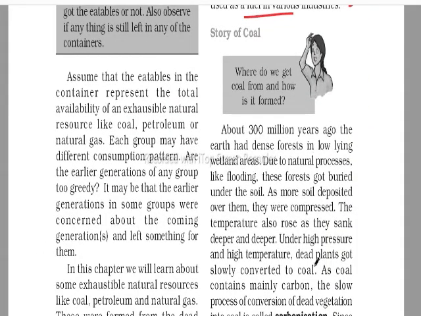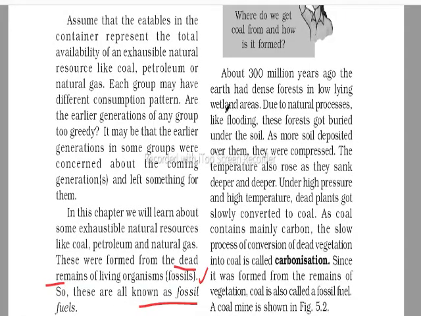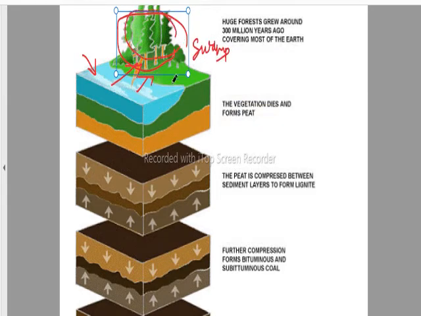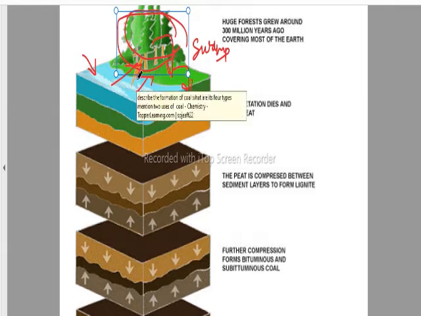About 300 million years ago, the earth had dense forests in low-lying wetland areas. Due to natural processes like flooding, these forests got buried under the soil. See students, 300 million years ago, on the earth there were dense forests in low-lying wetland areas. That means water bodies are here. So what happened due to flooding and earthquakes and other natural swamps, right? These forests got buried under the soil. These trees fell down and were buried under the soil.